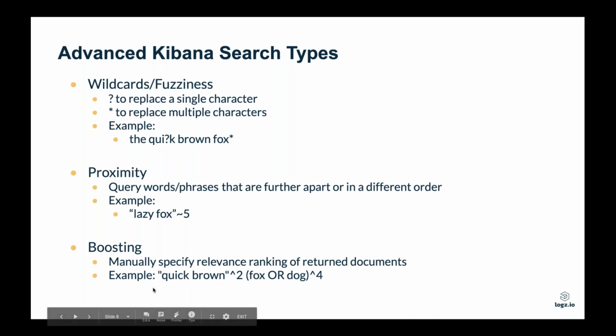As you can see here, the literal string quick brown, we're going to denote that with a relevance ranking of 2, which is the lowest relevance ranking, and then fox or dog is going to have a relevance ranking of 4. The only other thing to note here is that anything 2 or greater will be continuously more relevant. So therefore 8 would be more relevant than 2 and 4.